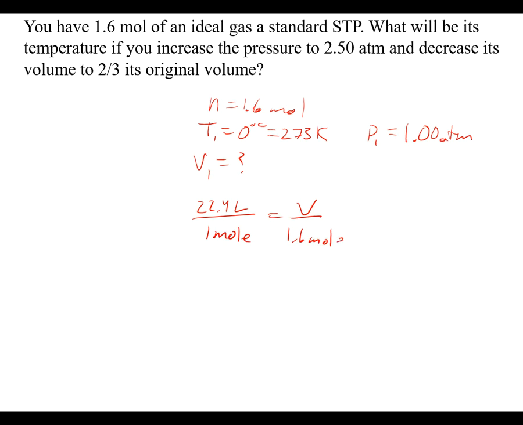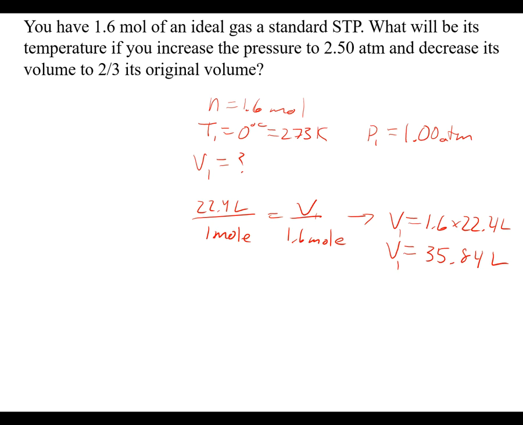I'm just using a simple proportionality equation. If I solve for volume, that's going to be 1.6 times 22.4 liters, and that will give me an initial volume, these are all volume 1, of 35.84 liters.